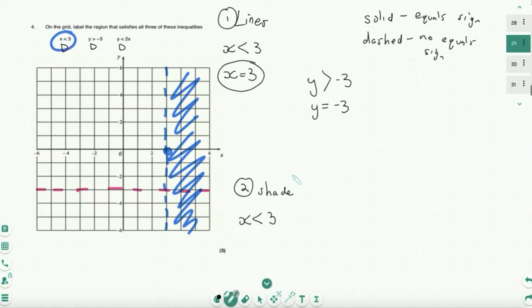Now, we have to determine where to shade. So y is more than negative 3. So we want the y coordinates which are more than minus 3. So this is minus 3 here. We want more than minus 3, okay? So we want the section above the line. So we're going to shade in the section that we don't want, which is the section below the line. So we don't want this, okay? Easy as that. Next one.